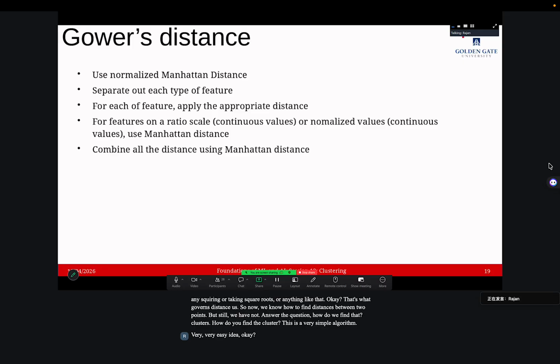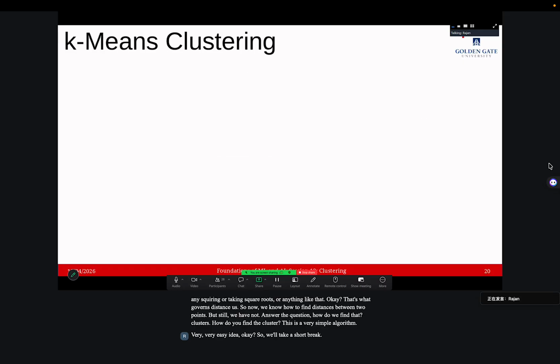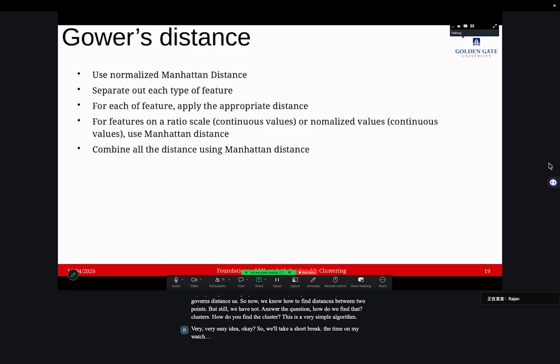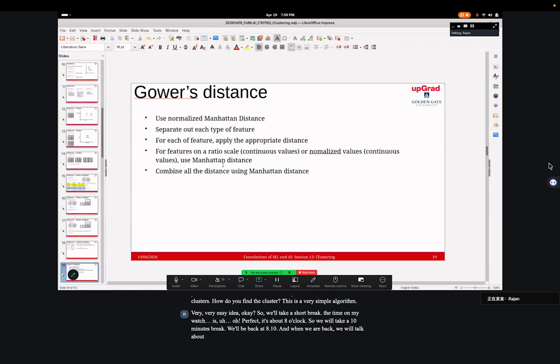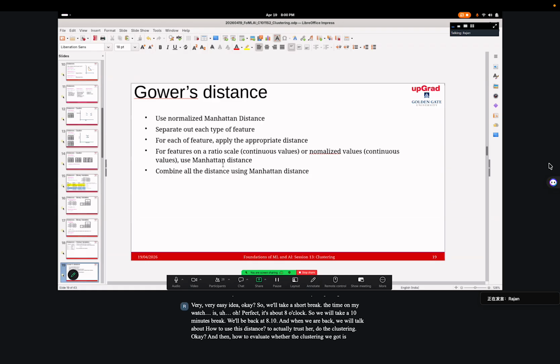Okay, so we'll take a short break. The time on my watch is perfect. It's about 8 o'clock. So we will take a 10 minutes break. We'll be back at 8:10. And when we are back, we will talk about how to use this distance to actually do the clustering, and then how to evaluate whether the clustering we got is good or not. We will do these two things. After we come back, with that, clustering will be over. Okay, so short break, 10 minutes. We'll be back by 8:10.